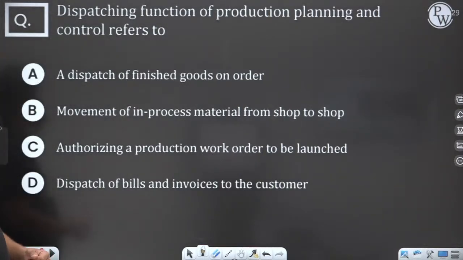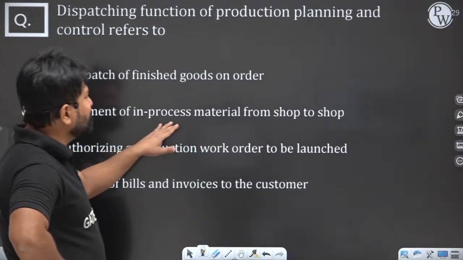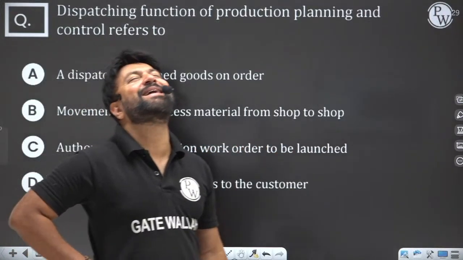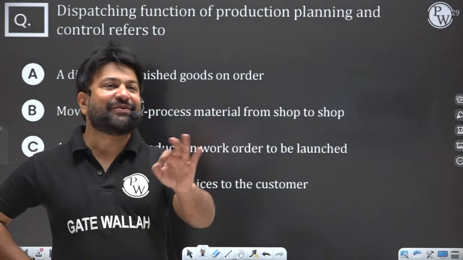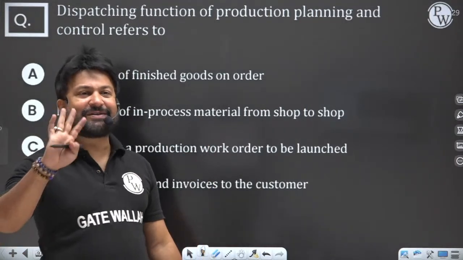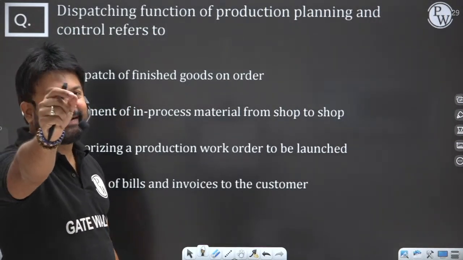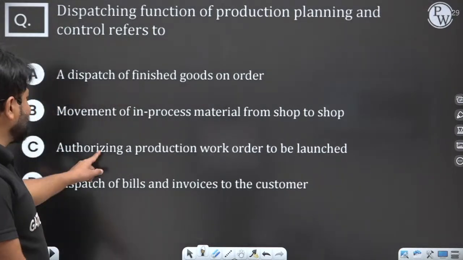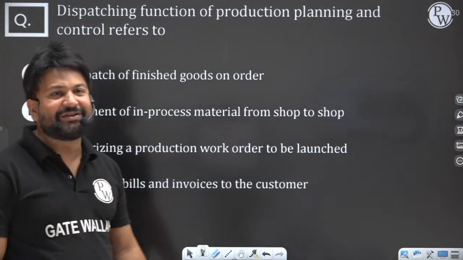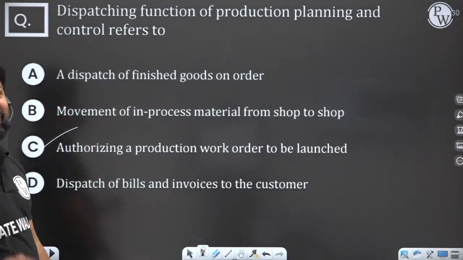So what is dispatching? My dear, it is the movement of in-process material from one shop to another. It is an authorized movement. Without any authorization you cannot move. I told you the word authorization. In dispatching, I mention the word authorization. So, authorizing a product work order to be launched.